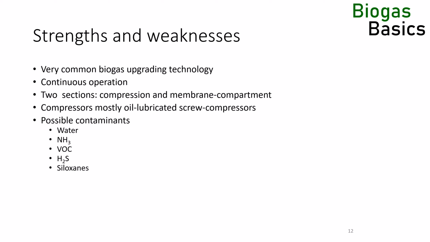Siloxanes are present in sewage sludge and waste fermentations, but were also reported in fermentation of grass silage. They originate from silicone-based products like shampoo, detergents, and paper coatings, and are a frequent contaminant in landfill gases, but rare in energy crop, agricultural waste, and food waste digestions. Siloxanes are difficult to monitor online and to remove.